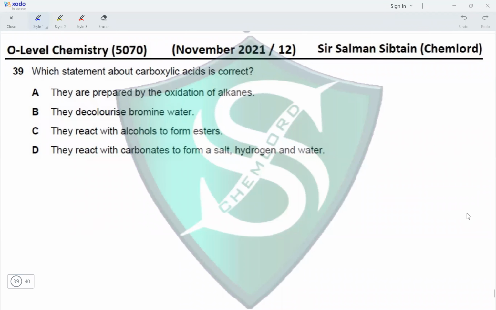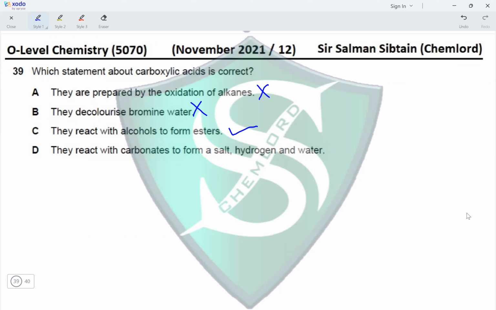Question 39. Which statements about carboxylic acids is correct? A, they are prepared by oxidation of alkanes. No, oxidation of alkanes would produce carbon dioxide and water, not carboxylic acids. B, they decolorize bromine water. This is the property of alkenes or unsaturated compounds. C, they react with alcohols to form esters. Yes, carboxylic acid plus alcohol forms ester and water.